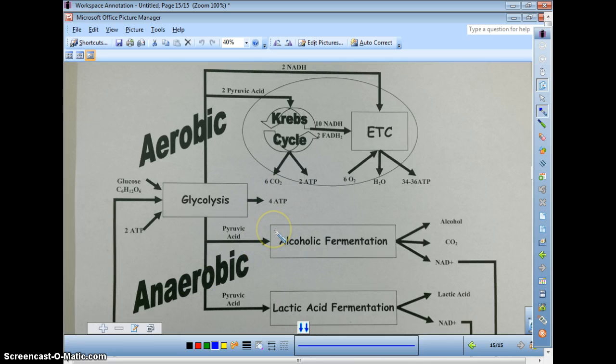So we start off with glucose, right? Where does glucose come from? Photosynthesis. Right.